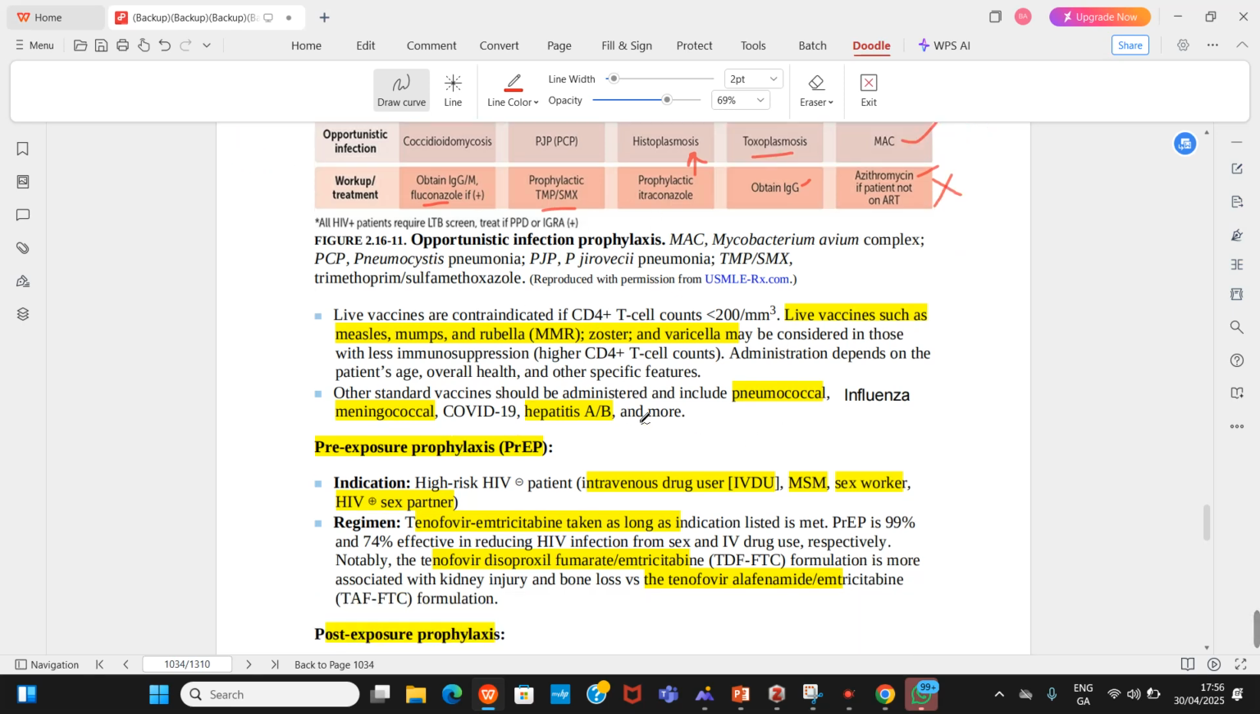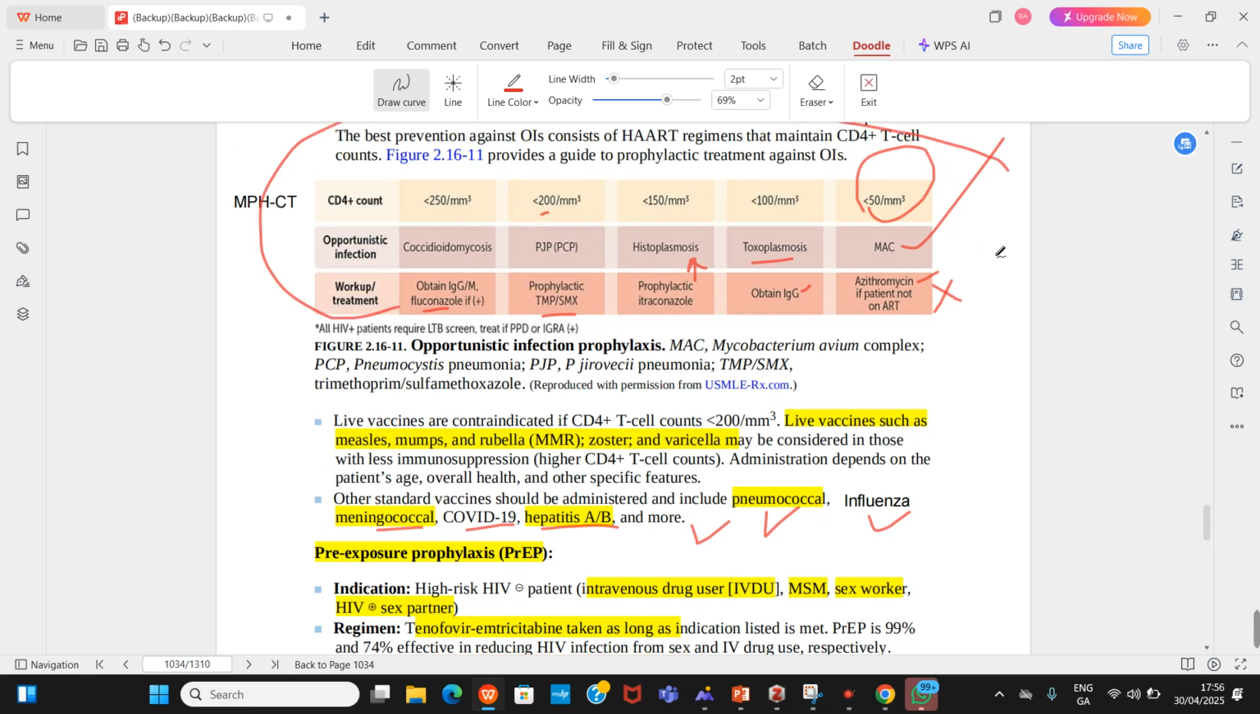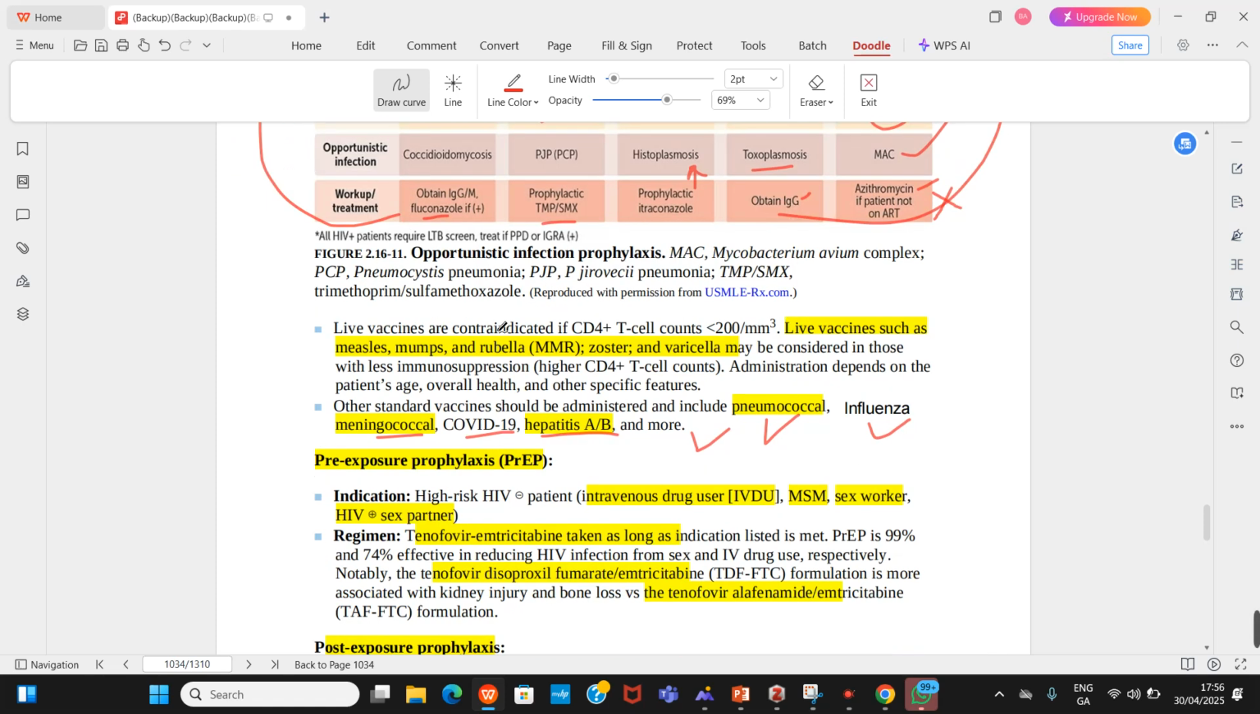But this is not all the vaccinations. We also have to look at the other ones, which include pneumococcal. You can never forget pneumococcal. Influenza, you can't forget it. Meningococcal, you have to give them. COVID-19, hepatitis A and B. These are the other ancillary vaccines that we must always give people with HIV. We want to avoid giving them live vaccines. Don't go and be giving them MMR, especially if their CD4 count is less than 200.